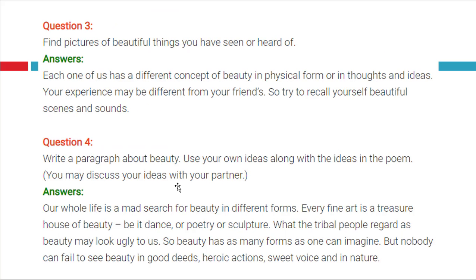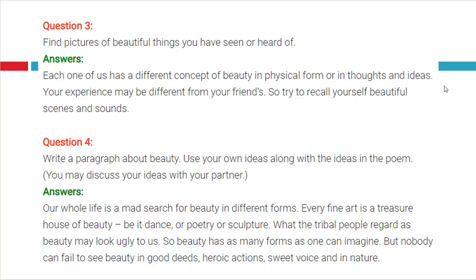So let's see here. Find a picture of beautiful things you have seen or heard. Each one of us has a different concept of beauty, in a physical form or in thoughts and ideas. Your experience may be different from your friends, so try to recall your beautiful scenes and sounds. Like this one, I already told you. And you discuss your idea with your partner. Question 4, write a paragraph about beauty. So what can we write?